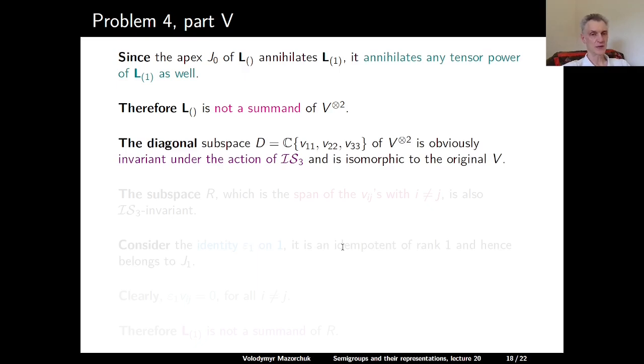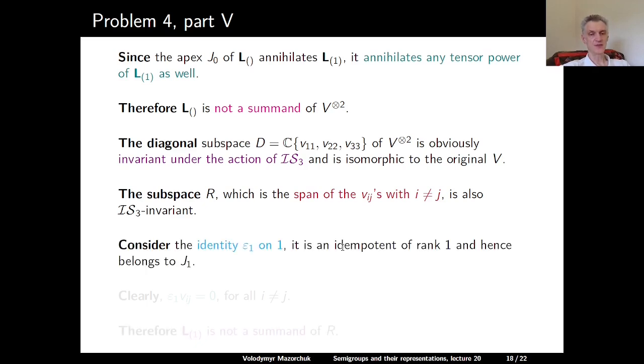Next, let us look at our diagonal subspace D, which is spanned by V11, V22, and V33. This is, of course, also an IS3 module. It's a copy of V. So this is our original module V, which is now simple. So this gives us a copy of L sub 1 inside the second tensor power of V. And finally, we have the subspace R, which is the span of the Vij's with i different from j. This is also IS3 invariant. So let us determine how this decomposes as an IS3 module.